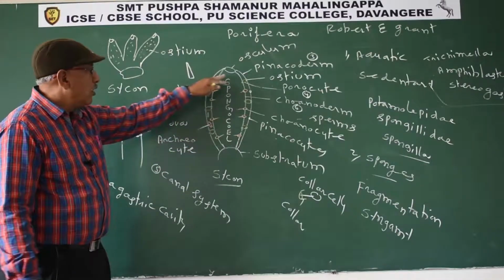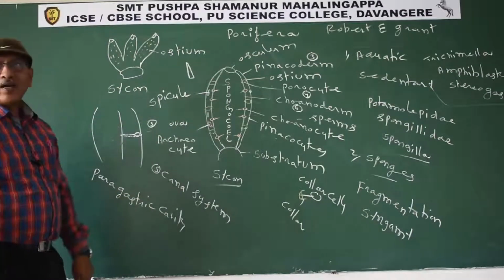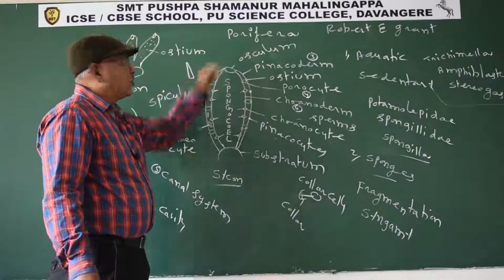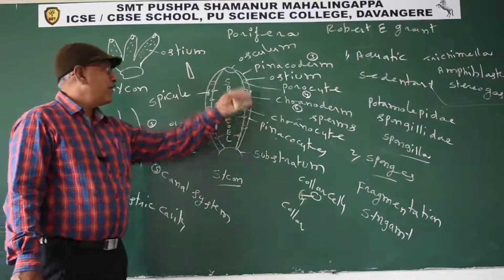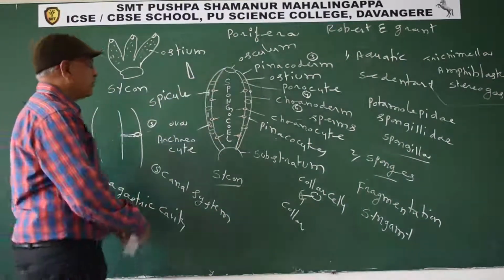Next point, the body cavity is known as the spongiocele or paragastric cavity. The spongiocele opens out through the osculum; the outlet is the osculum. So poriferans have several inlets and only one outlet.